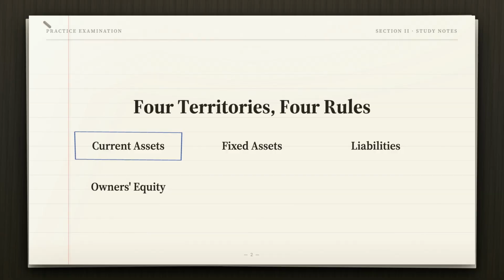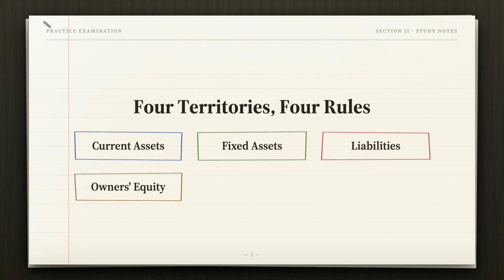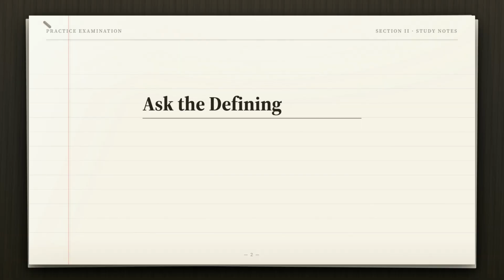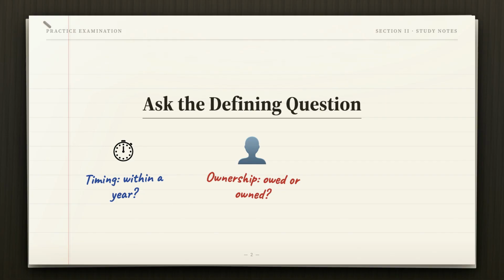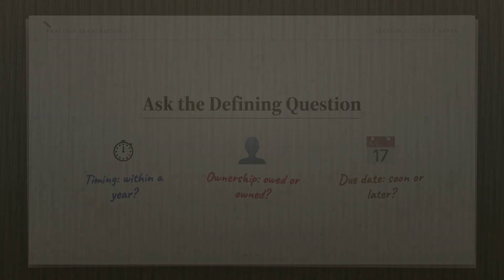There are 4 territories on the map. Current assets hold cash, receivables, and inventory that turn over within a year. Fixed assets hold long-lived property like plant and equipment. Liabilities hold what's owed, split into current and long-term. Owner's equity holds the ownership claim, stock, paid-in capital, and retained earnings. The rules reduce to timing and ownership. For an asset, ask if it converts within a year or serves the business for years. For a claim, ask if it's owed to an outsider or held by an owner, and if it's a liability, whether it's due soon or later.